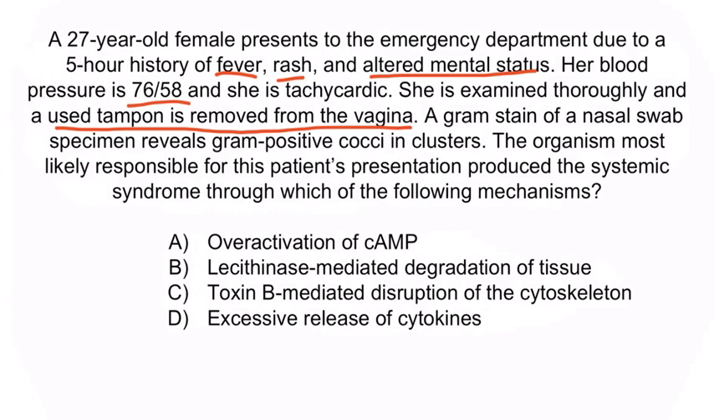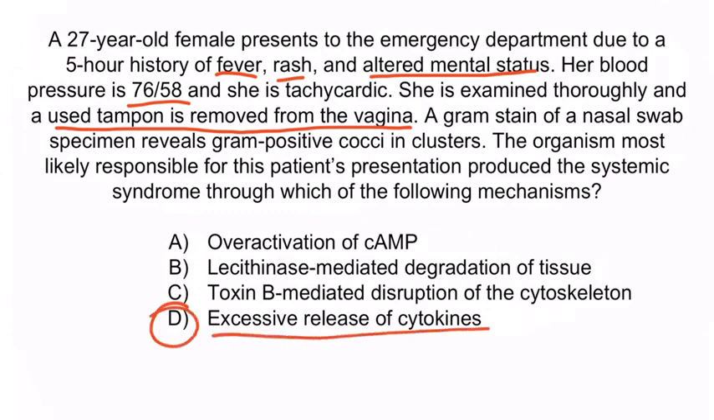Recall that this is caused by toxic shock syndrome toxin 1, or TSST1. This is a superantigen which causes binding of MHC class II and T cell receptors, resulting in overactivation of T cells. Ultimately, this results in an overwhelming release of cytokines, which is clinically manifested as shock. So the correct answer is D, excessive release of cytokines.